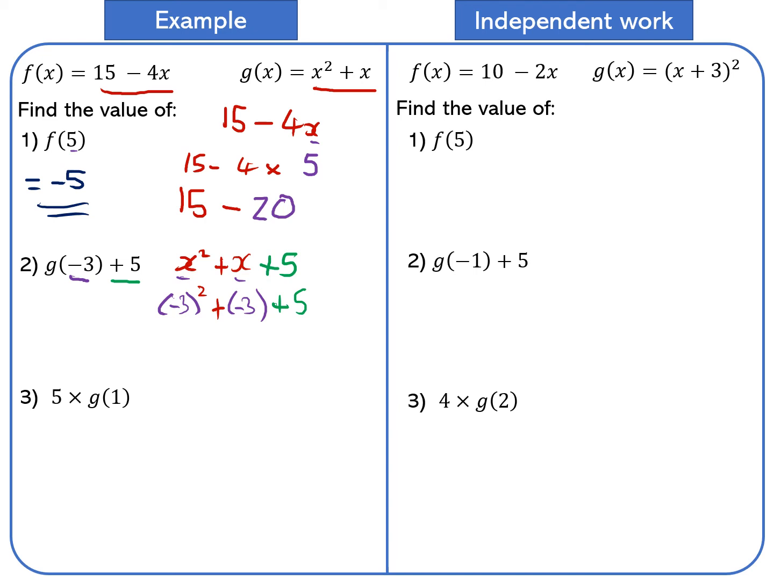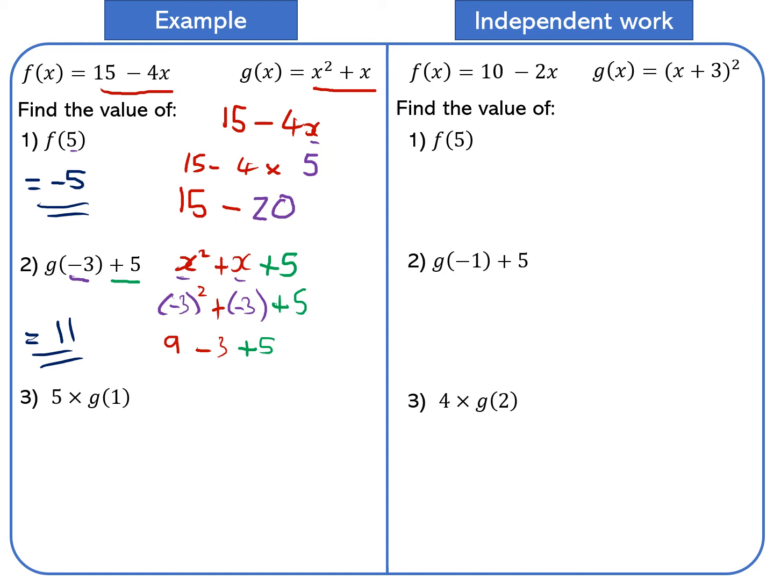we do it step by step, -3 times -3 is +9 because we've got two negatives, plus -3 is going to give us -3 plus 5. And now I can just see order of operations, addition, subtraction are of equal parity. So 9 minus 3 is 6, 6 plus 5 is 11. That's the answer to the second question.